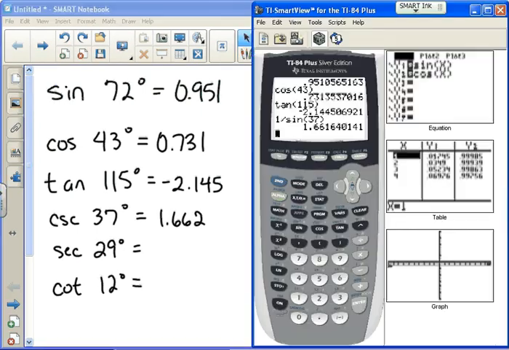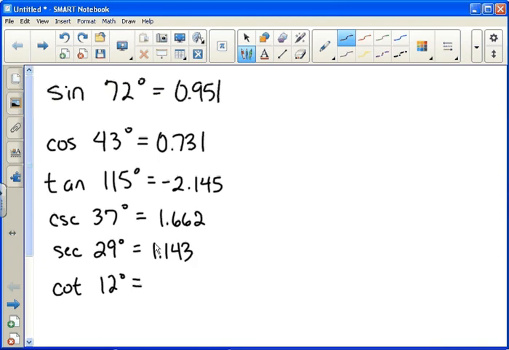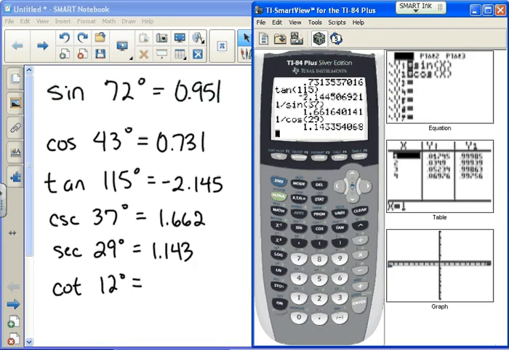Okay, and then secant is the opposite of cosine. So you've got to remember which one's opposite of which. So instead of plugging in secant of 29, I plug in 1 over cosine of 29, and that's the same thing. So we get 1.143. And finally, cotangent is the opposite of tangent, so we do 1 over tangent of 12 degrees. And we get 4.705.